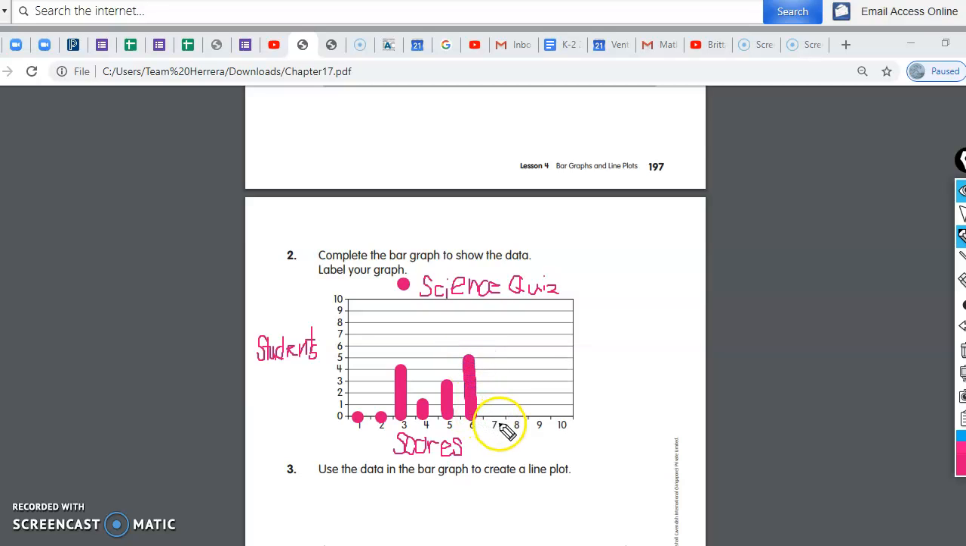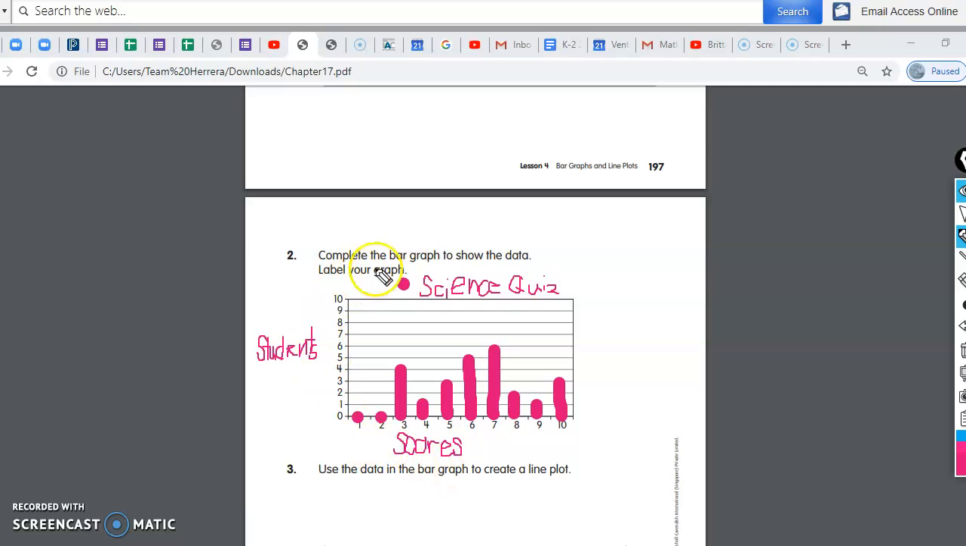Okay, and then how many on our chart scored a 7? We have 6. So I'm going to come up on my chart to the 6 and make a bar graph. And now I'm going to look at how many scored 8. It says 2. How many scored 9? Just 1. And then we had 3 people who scored a perfect 10.